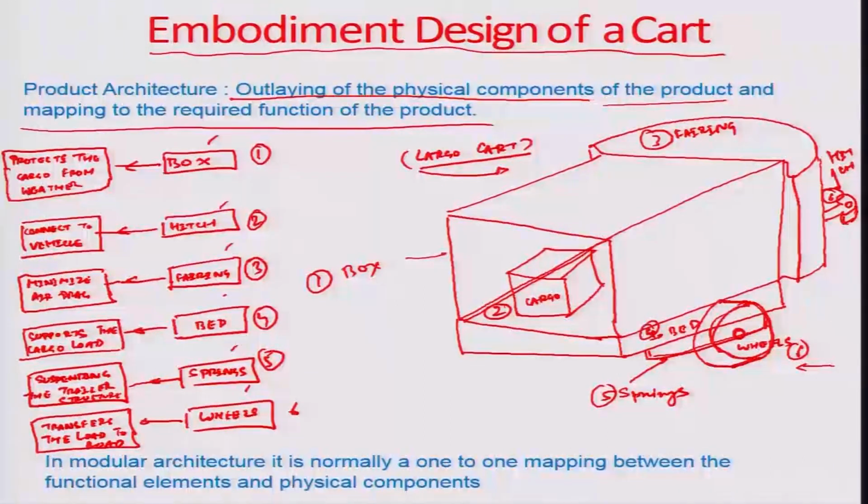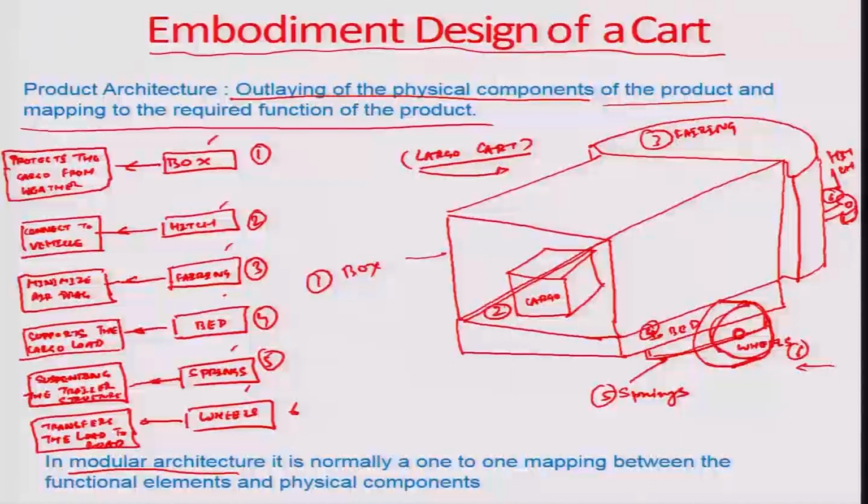Okay. So, in a way, if such an architecture can exist where each component would typically add to only one particular functionality, and there is one-to-one mapping between the individual subsystem level and the function carried out by the whole system, it is typically known as modular architecture.